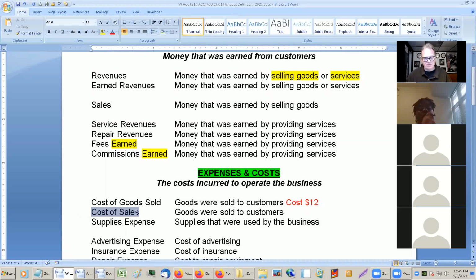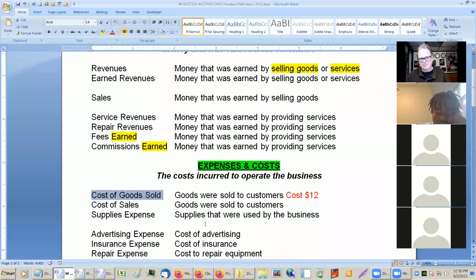Cost of sales is the same thing as cost of goods sold. Many companies will use the term cost of sales. For large companies, they use this more often than they use cost of goods sold. Okay, so they're interchangeable.